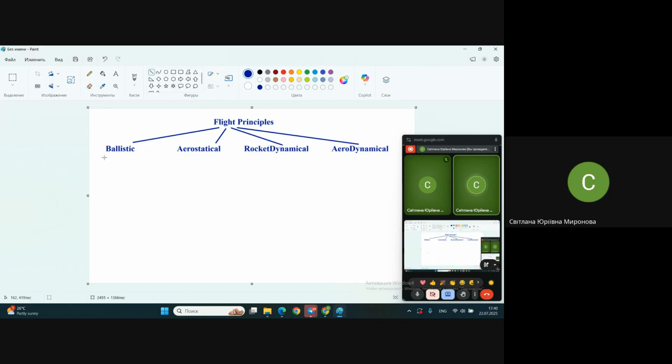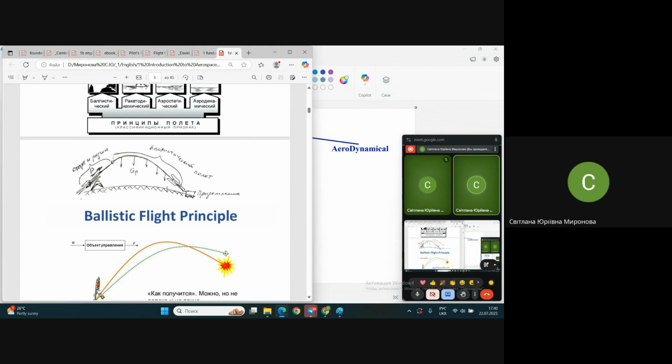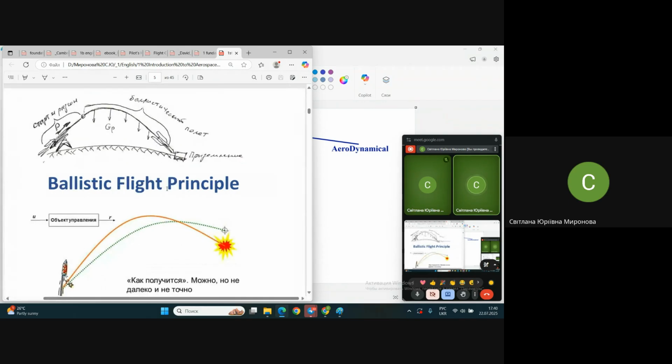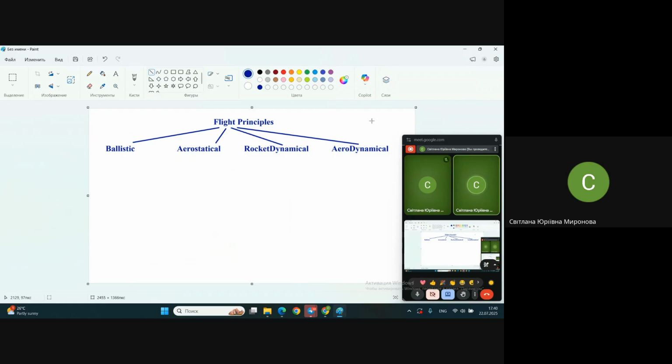Let's continue with the first principle, the ballistic one. What we understand as the ballistic principle, you might already see. Actually, it comes about the so-called projectile flight. It means that something was thrown, something that might or might not have additional devices which help to fly. Maybe it's not quite clear what I said. Maybe I should say it from the beginning.